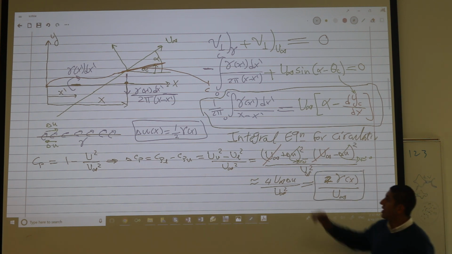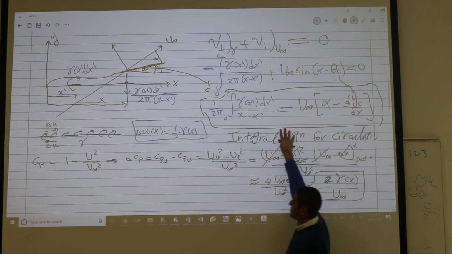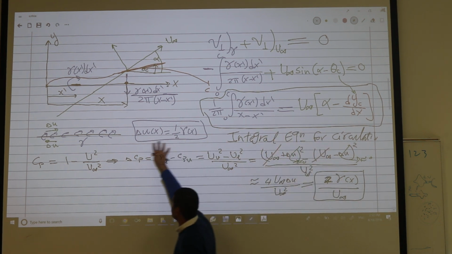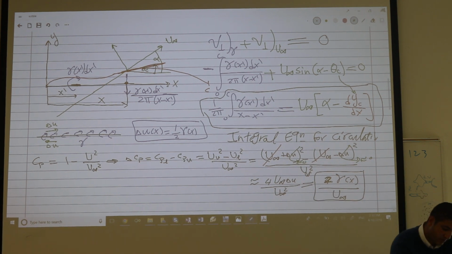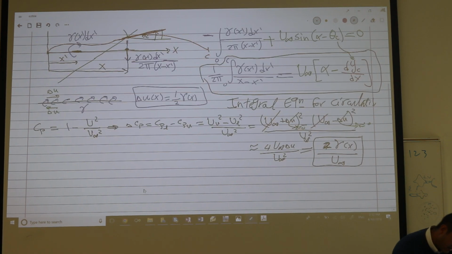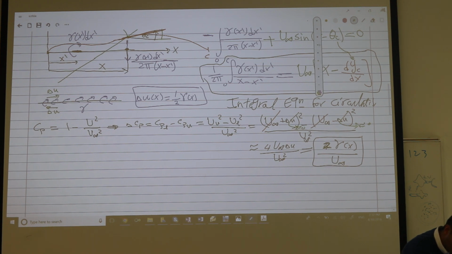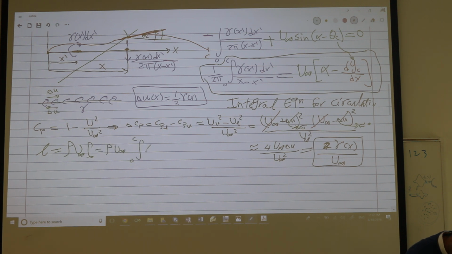So if you got your gamma, someone helped you to solve this complicated equation. Here is the velocity distribution, here is the pressure distribution, and if you integrate the pressure distribution, you get the lift. And we can get the lift another way. We already know that the lift is rho u total gamma, and the total gamma is simply the integral of all the circulation, right?